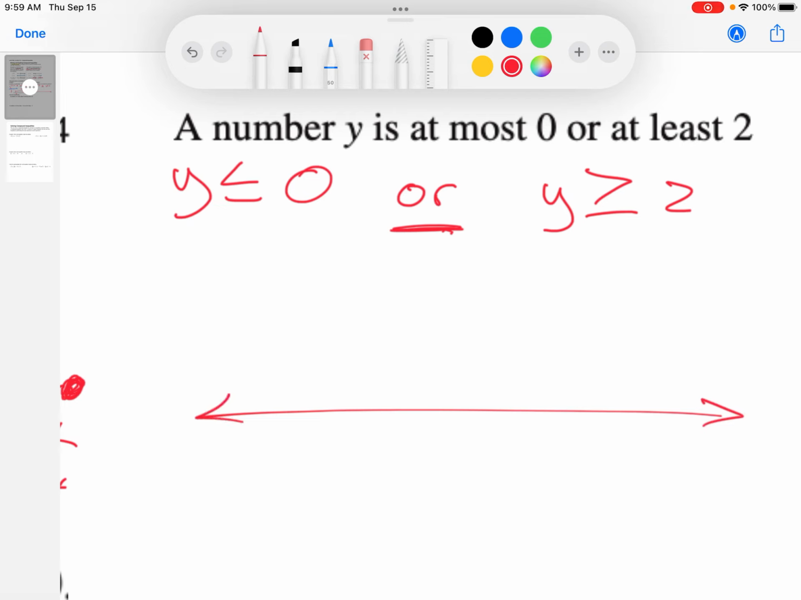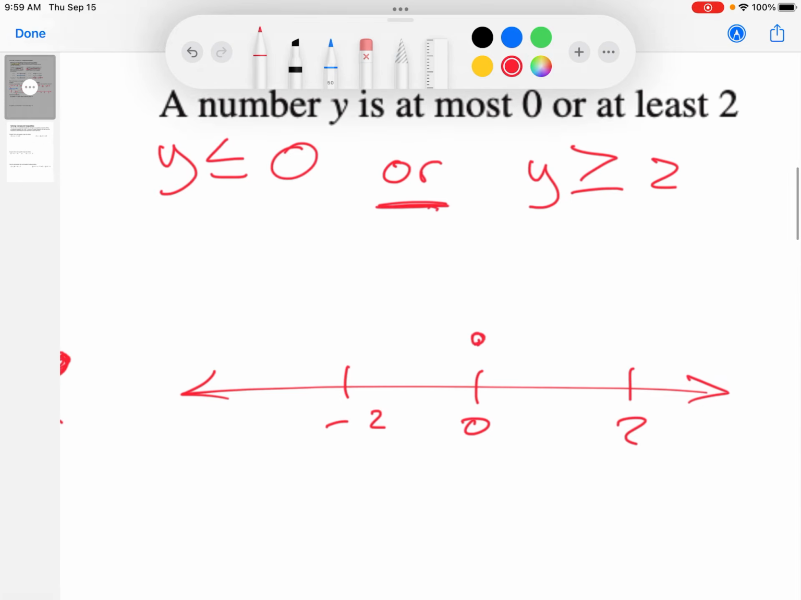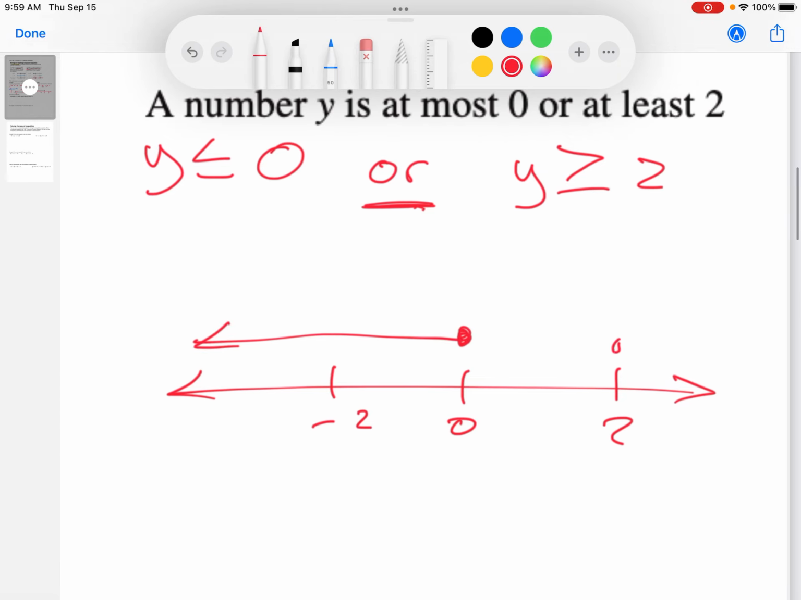So we're going to go to our number line, -2, 0, 2. We're going to put a closed circle on 0 going to the left, and we're going to put a closed circle on 2 going to the right. And again, anything can be a solution as long as it meets either that qualification or this one right here. It doesn't have to be both of them. It just has to be one or the other. And anything that falls in this gap is not a solution.